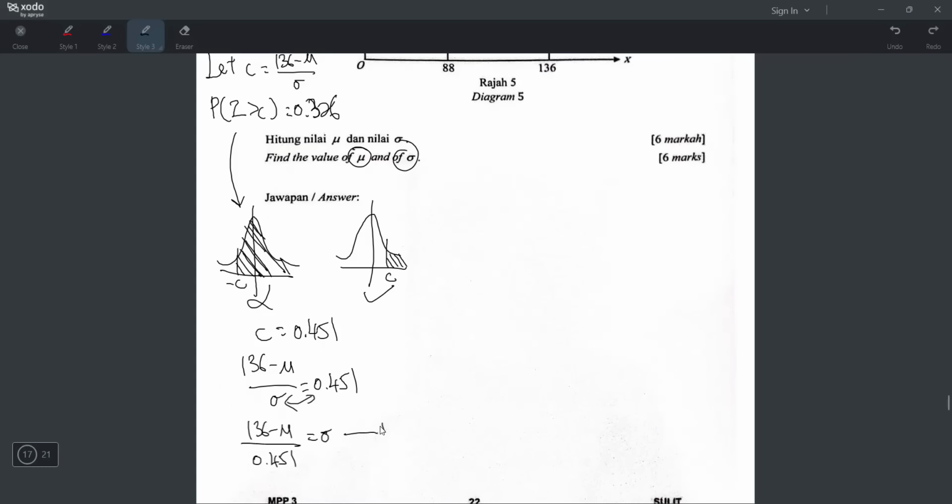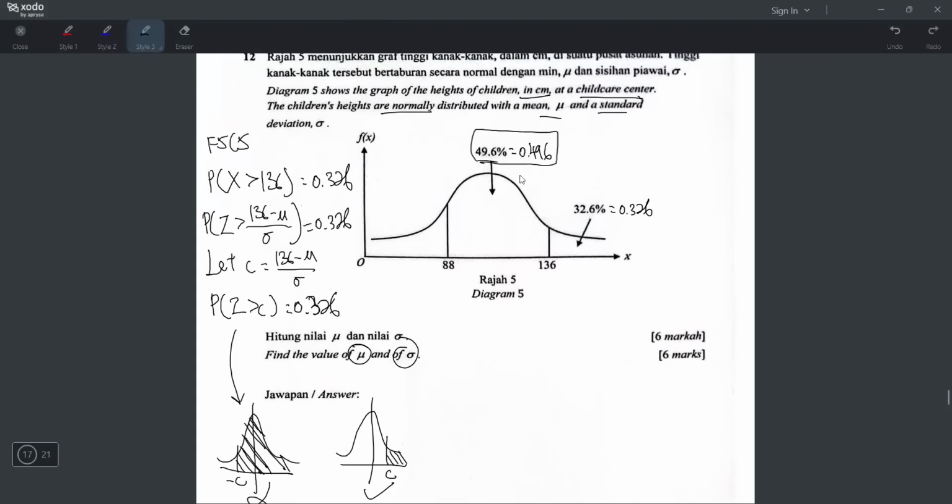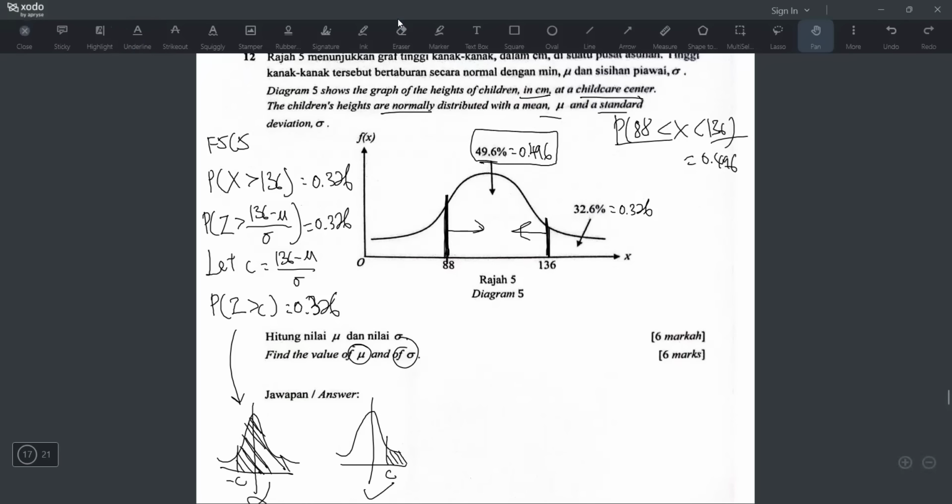Okay, I'll just call this equation 1 for now. Okay, now I need help from another equation. So obviously we have to use this one, right? Because that's the other probability. So this probability is for P(X) bigger than 88, but at the same time P(X) lesser than 136. So it means you have to do in between. You have to write P(88 < X < 136) equal to 0.496 and then change to z value and do like just now. But I don't like it.